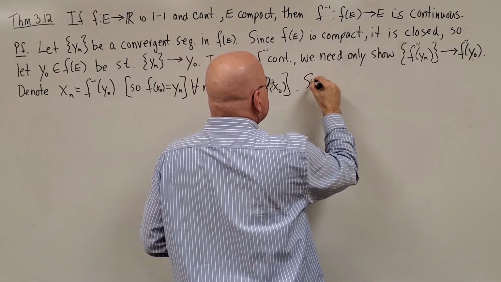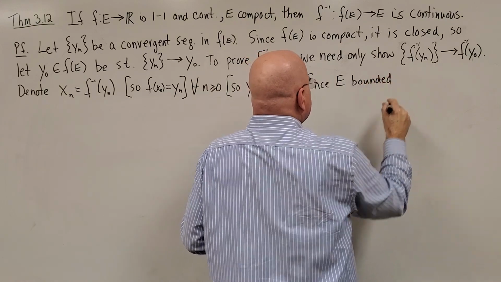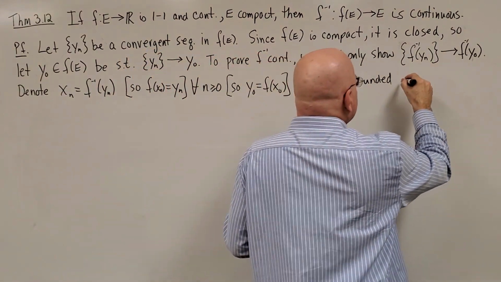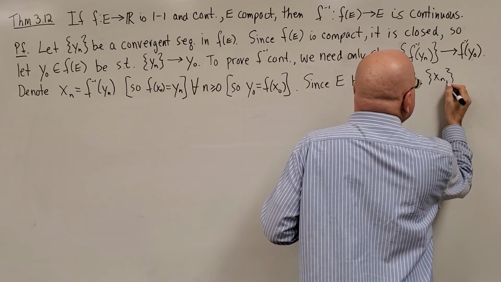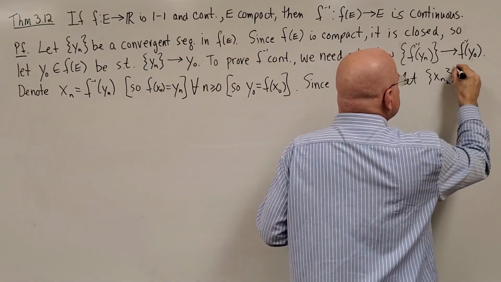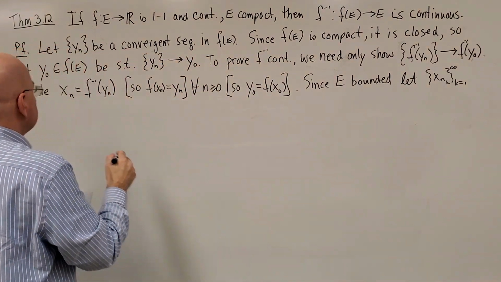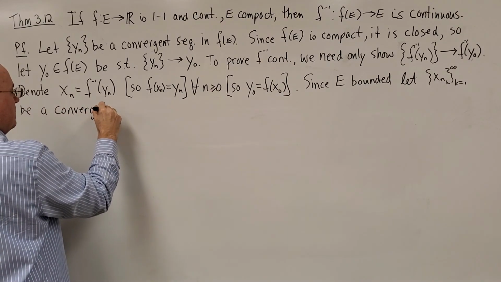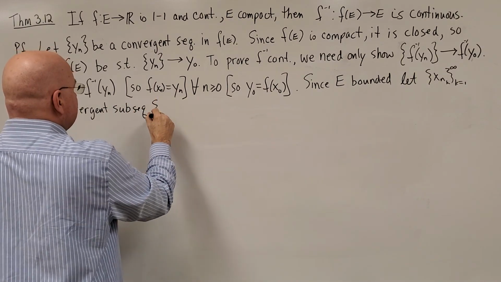Well, since E is bounded, it's bounded because it's a compact set, which means closed and bounded. Let the sequence x sub n k, and maybe I'll indicate this is k equal 1 to infinity instead of the usual n equals 1 to infinity, be a convergent subsequence of xn's, of the sequence xn.